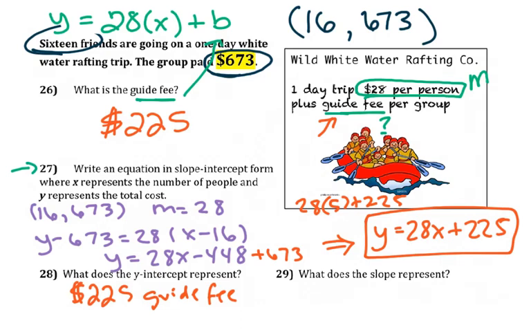What does the slope represent? So you're not just going to say 28 or $28. What does it represent? $28 per person. So when you're asked these questions in a story problem, you need to make sure you explain what the numbers represent in terms of the problem. So give a good answer.